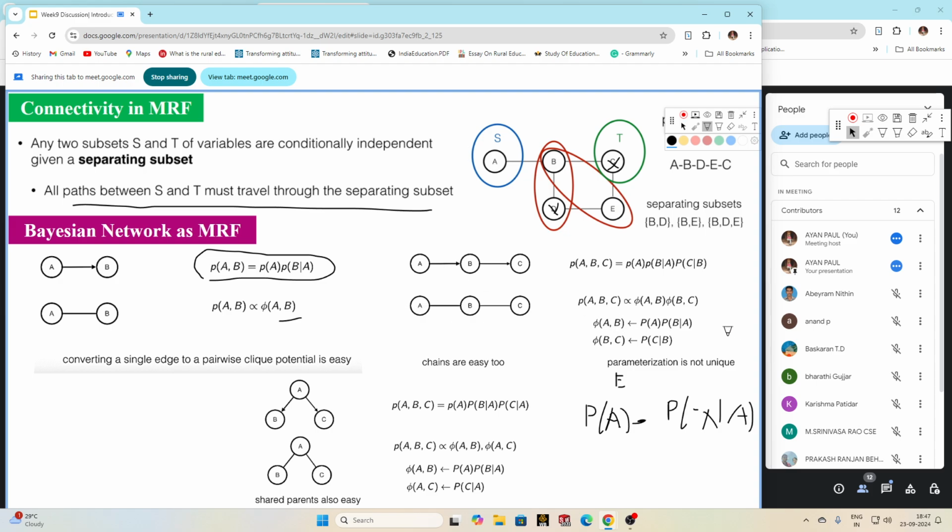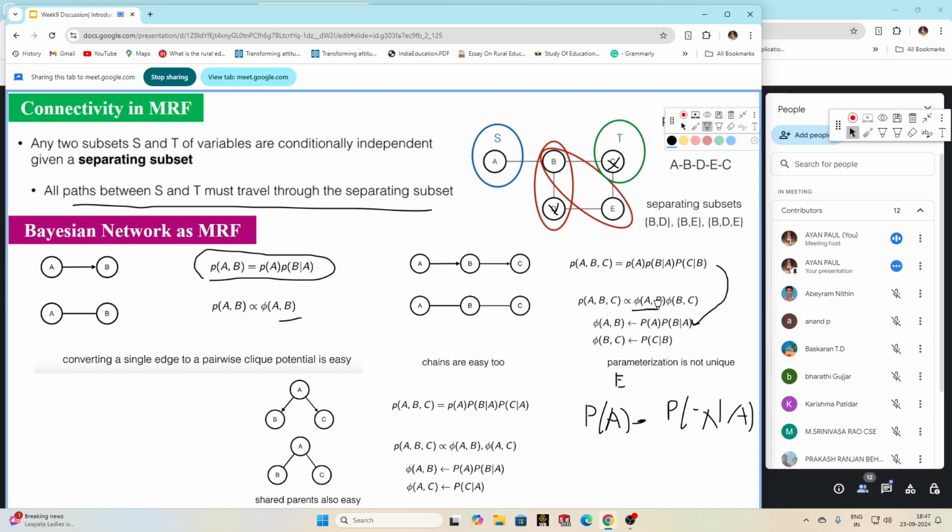This phi AB will be dependent on probability of A given probability of B given A, because that is how the masses will travel, from B to A also, so A to B also. That is why, you can say this is an analogy of this Bayesian network with respect to Markov random field.